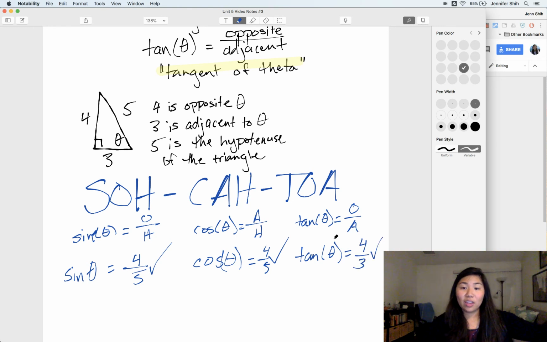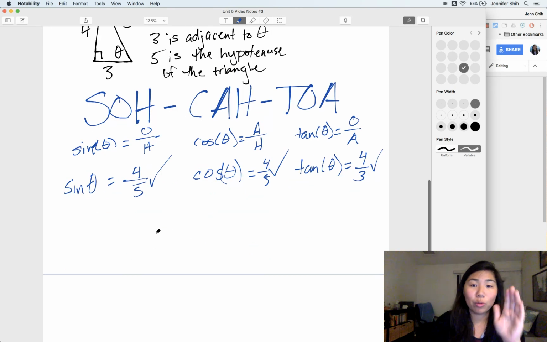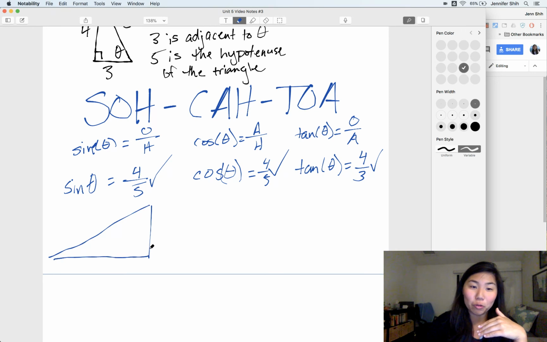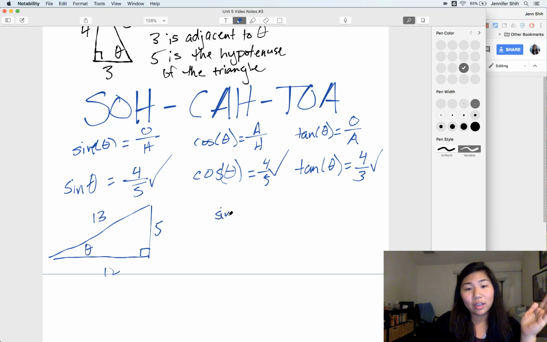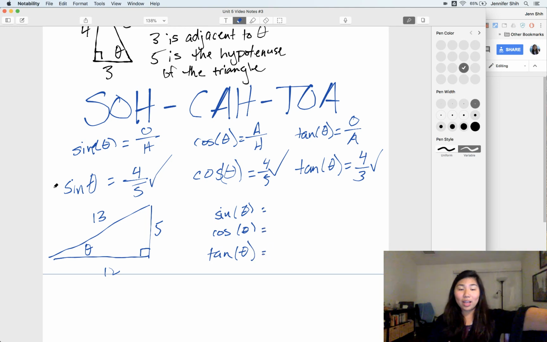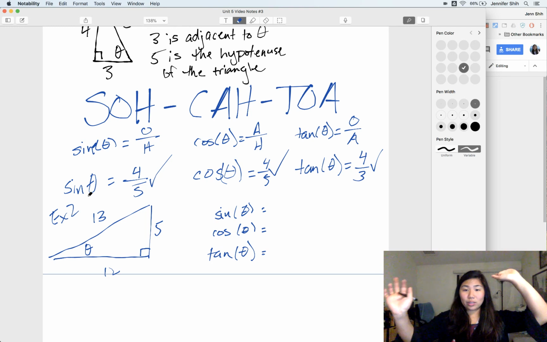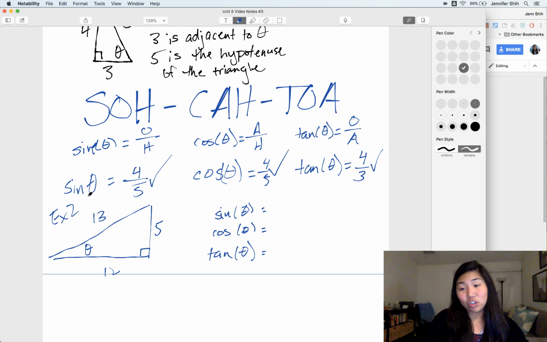Boom, done. If you can take any right triangle, for example, I'm not going to record this part, but I'm going to draw one more triangle for you. And it's going to be another Pythagorean triple. All right, 5, 13, and 12. So what you need to do is find sine of theta in your notes, cosine of theta, and tangent of theta. And they're all going to be fractions. All right, so that's your last one. This is example 2. It's your last one that you have to do. I'm not going to do it with you. And you can check it in class the next day or with your teacher.